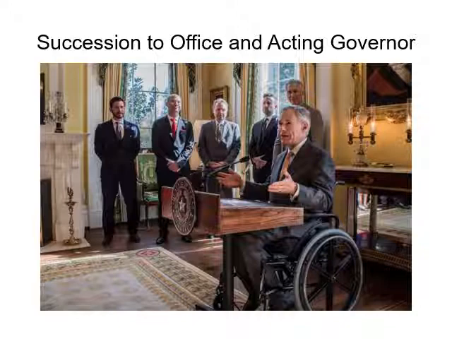The order of succession, if the office of governor is vacated, is the following. Next in line is the lieutenant governor, and then the president pro tempore of the Senate, who is usually the most senior member of the Senate. Then the Speaker of the House, and last, the Attorney General.